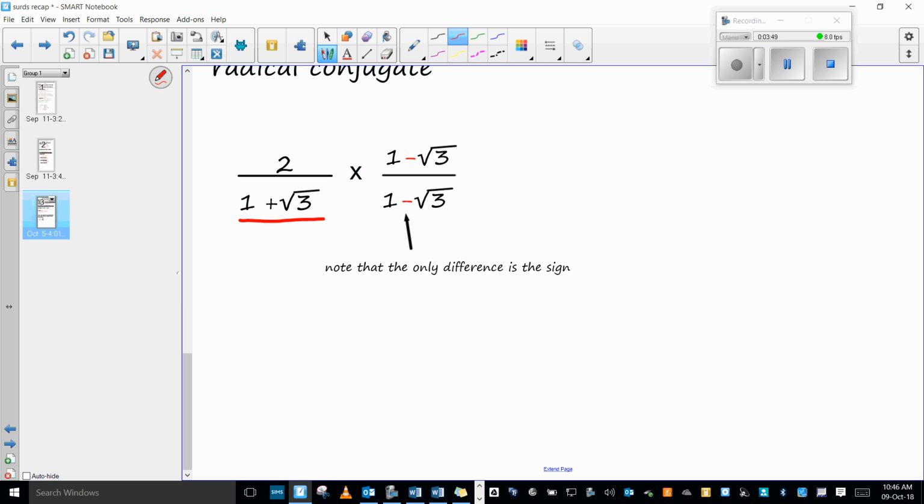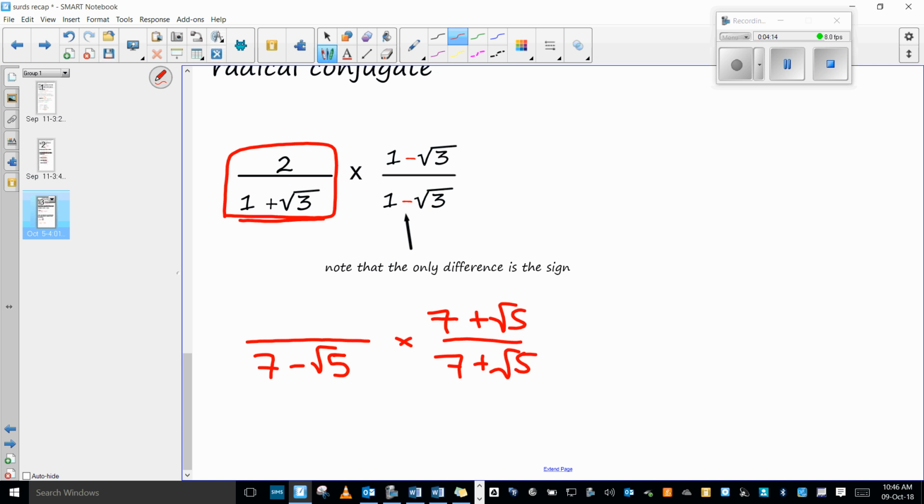So if you have a question like this, and you need to rationalize it, what you will do is you'll multiply by 1 minus root 3. For example, if we had 7 minus root 5 on the bottom, I would be multiplying top and bottom by 7 plus root 5.